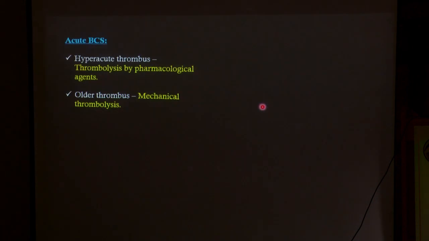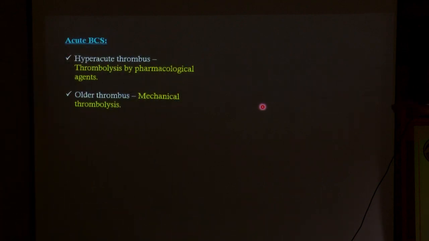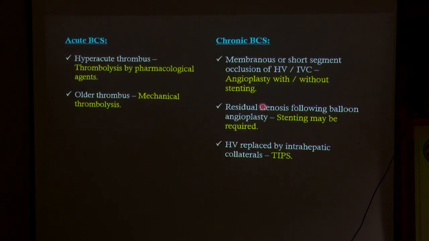So how do you treat this? Acute Budd-Chiari syndrome is treated based on the age of the thrombus. Hyperacute thrombus is treated by pharmacological agents causing thrombolysis, whereas older thrombus is treated by mechanical thrombolysis. Whereas in chronic Budd-Chiari syndrome, if there is a membranous or short segment occlusion of hepatic veins or IVC, it is treated by angioplasty. Chronic is predominantly due to fibrosis of the hepatic veins leading to inflammation. If there is residual stenosis following balloon angioplasty, stenting may be required.